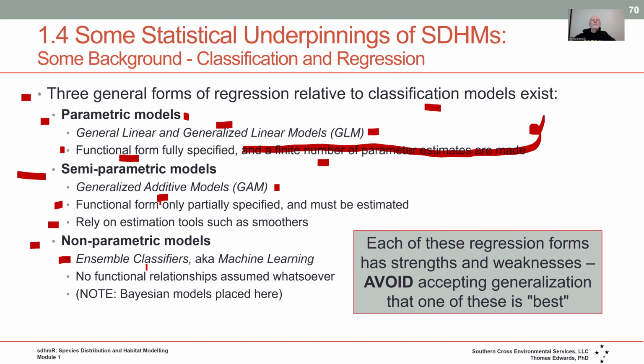These are things that are so-called ensemble classifiers. These are often referred to as machine learning. They assume no functional relationships whatsoever. Now, the key thing you're going to walk away from, not so much here, but by the time we actually employ these different forms of parametric, semi-parametric, and non-parametric models, is that each have strengths and each have weaknesses.